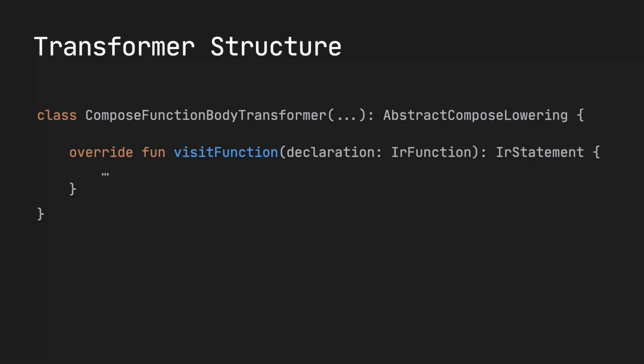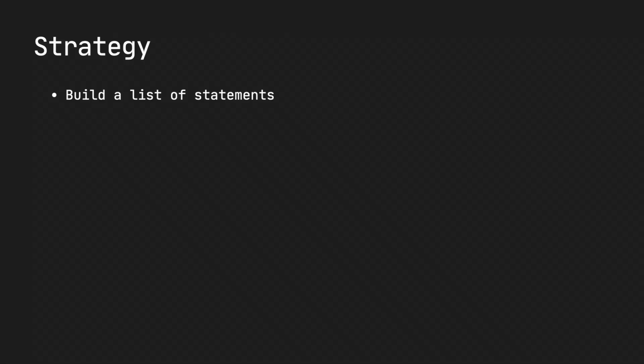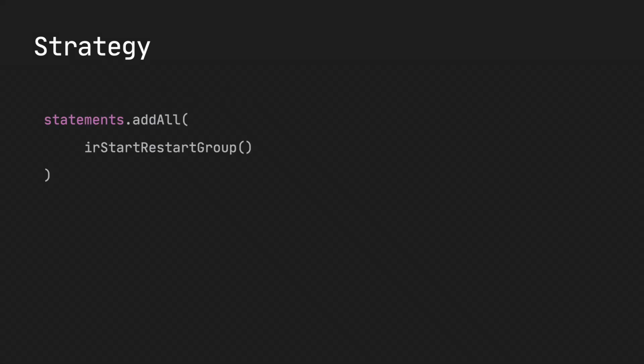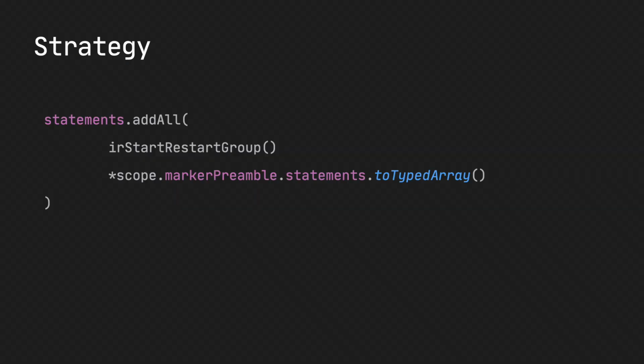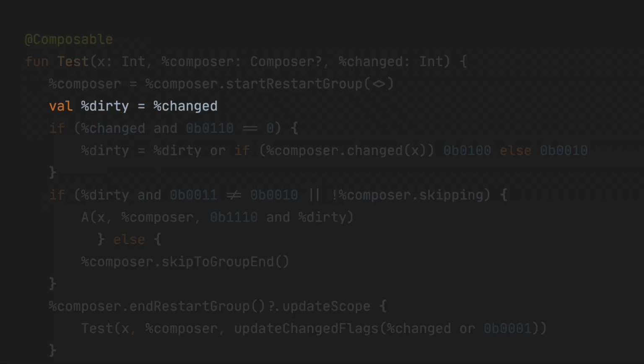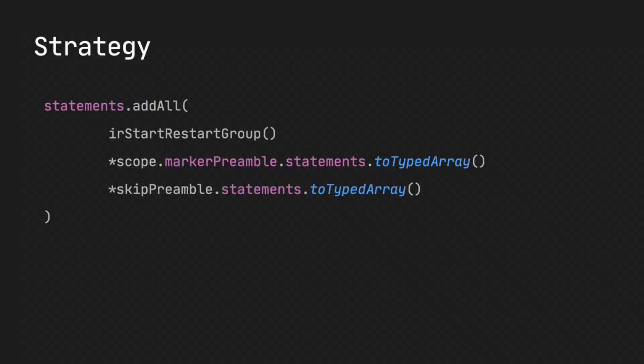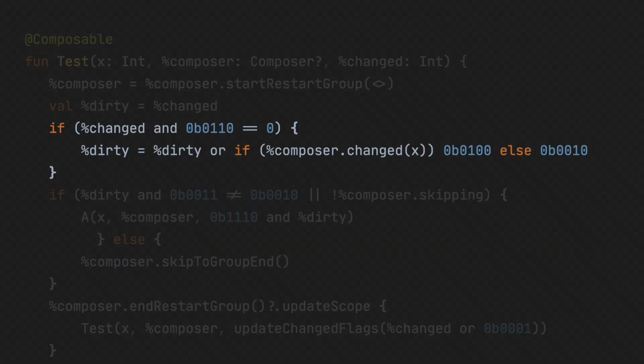The strategy that it uses to do transformations is by building a list of statements that get wrapped around the transformed body. The first statement is the restart group. It needs to tell the composer to create a restart group, and it does so like this. The second statement that gets created is the make preamble logic, which corresponds to creating this dirty variable. And the third statement that it needs to do is to create the function skipping logic. And it utilizes and or on the bit mask to be able to set and extract values.